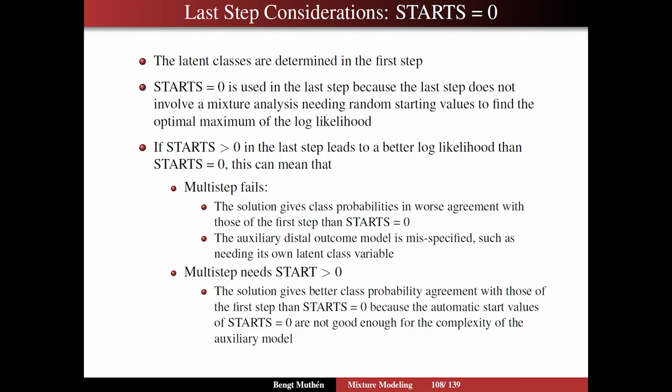Now, in some cases multi-step modeling may need starts greater than 0, but that's more seldom the case. It could be that the solution gives a better class probability agreement with the first step than starts equals 0, because the automatic starting values of starts equals 0 are not good enough for the complexity of the auxiliary model. So those are some of the more advanced considerations with starts.